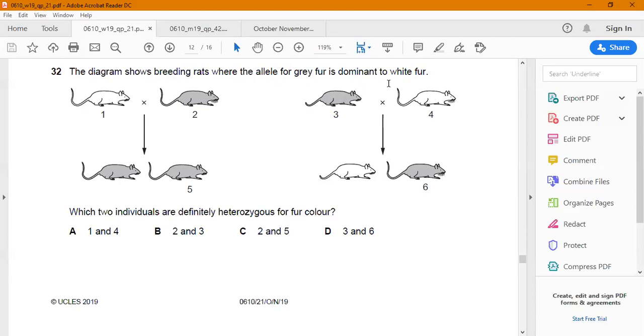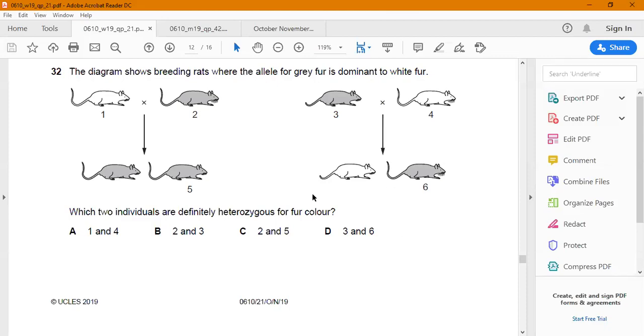Gray fur is dominant to white fur. So it could be capital G and lowercase w. Very good. Capital G and lowercase w. So now we want to know which two individuals are definitely heterozygous for the fur color.